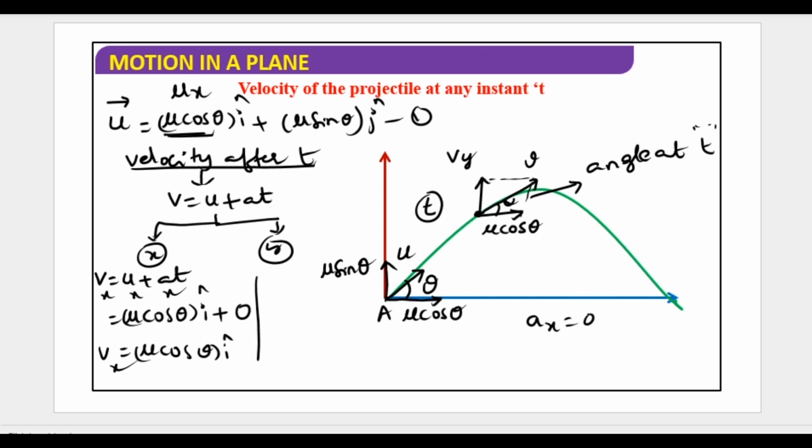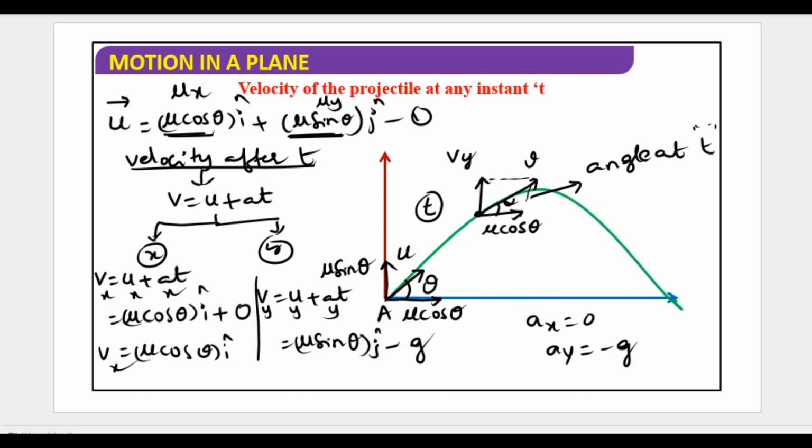Then the velocity along the y-axis after certain time t. Write v equals u plus at, that is vy, uy, ay. We know uy means the initial velocity along y direction, that is u sin theta, so u sin theta j cap minus ay. ay is equal to minus g. So this is minus g into t. This is the velocity along y direction.